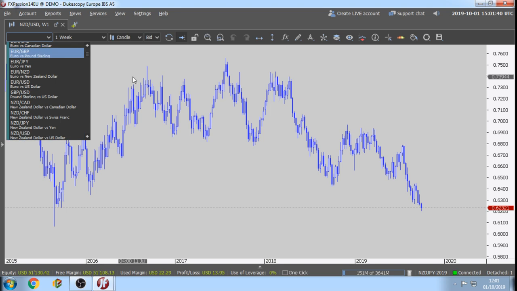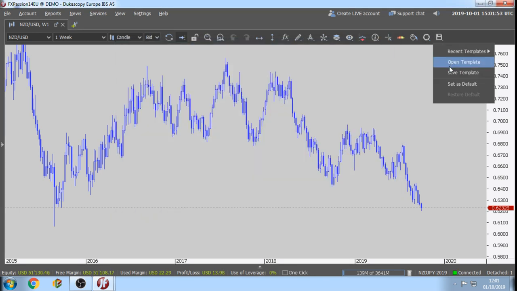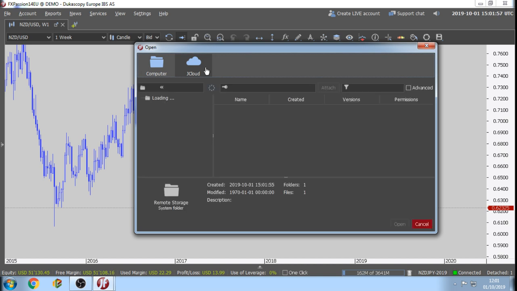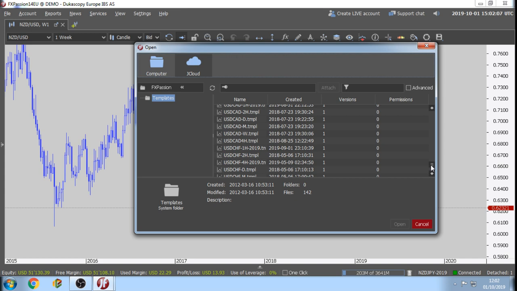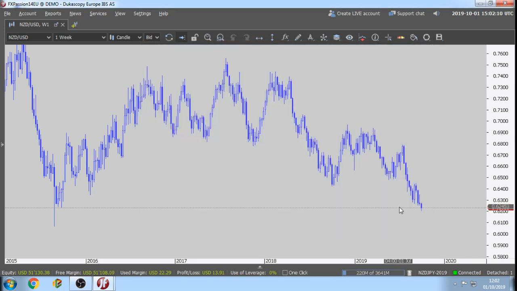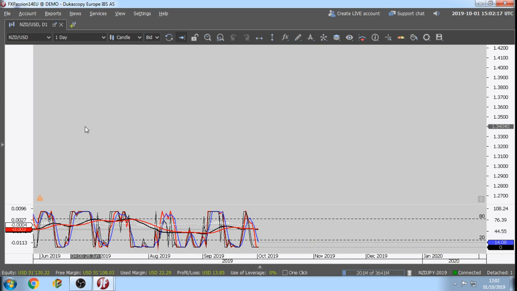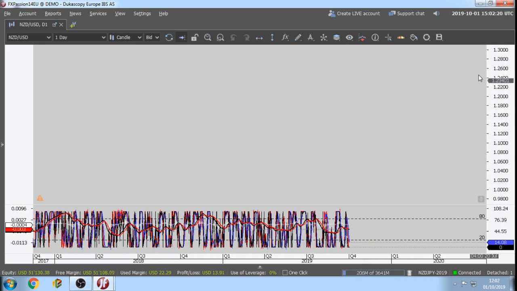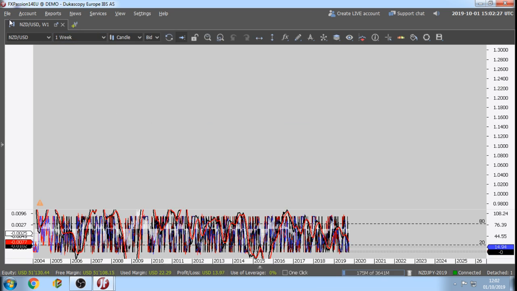USD CAD. So okay, I'm going to open USD CAD. Open template, JCloud, let's see, USD CAD. What are you trading? Oh, you are making money in the USD CAD. Okay, great. Where is the chart? Daily, weekly, where is the chart? I don't have it.